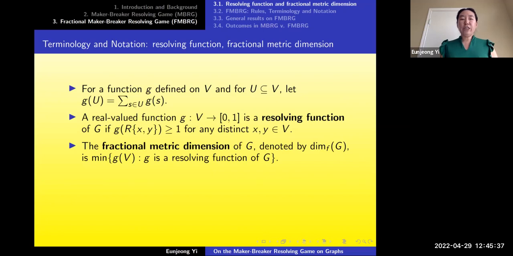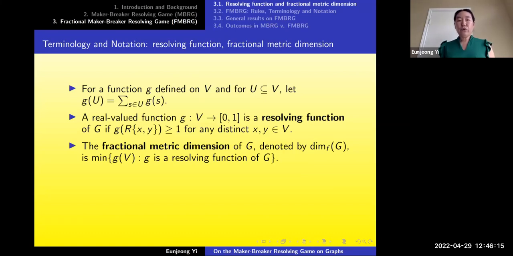For a function g defined on V, and for U being a subset of V, g(U) is the summation of g(s), where s is an element of U. If you remember, for a resolving set, each vertex is assigned either value 1 or 0. It's assigned 1 if that vertex belongs to a minimum resolving set, and 0 if it doesn't. That's one way you can look at it. You sum up all the values assigned to vertices and look at what the minimum cardinality would be that forms a minimum resolving set.